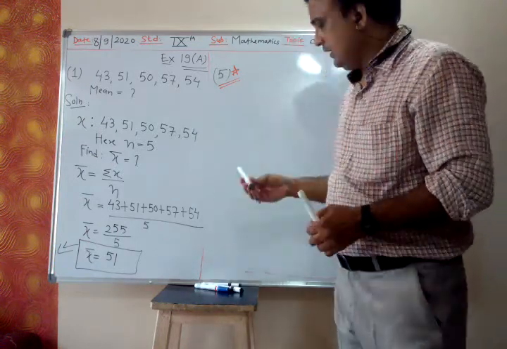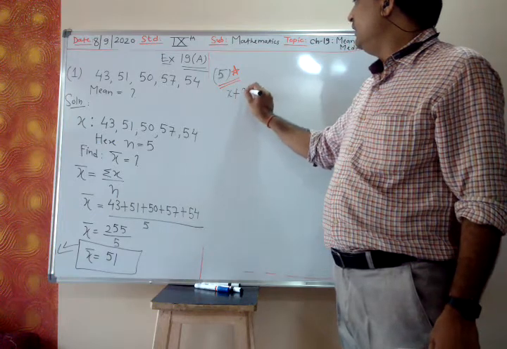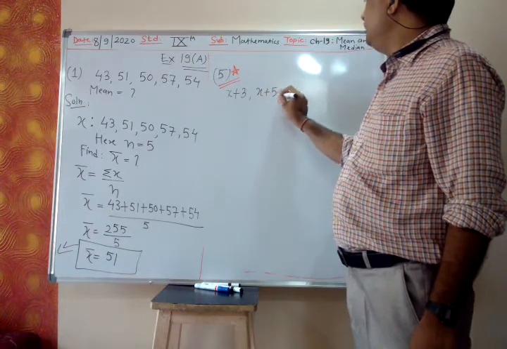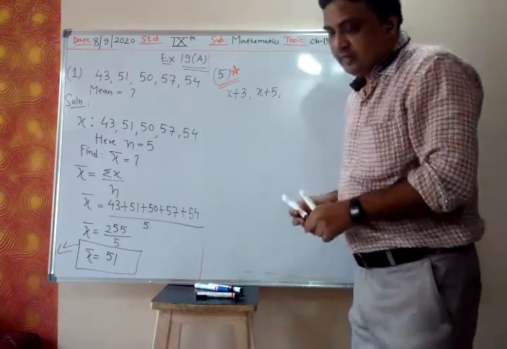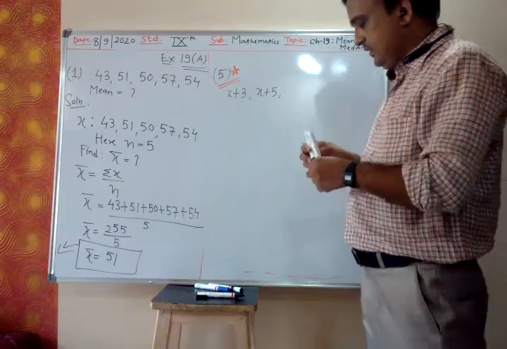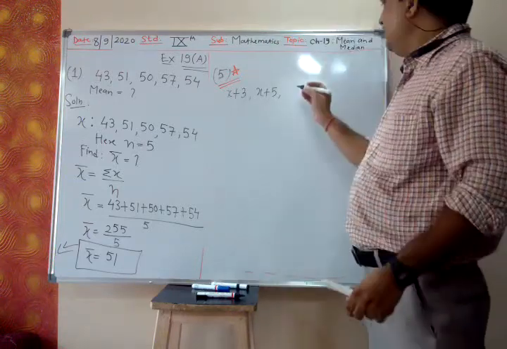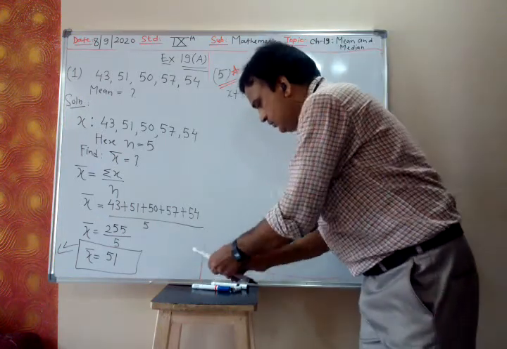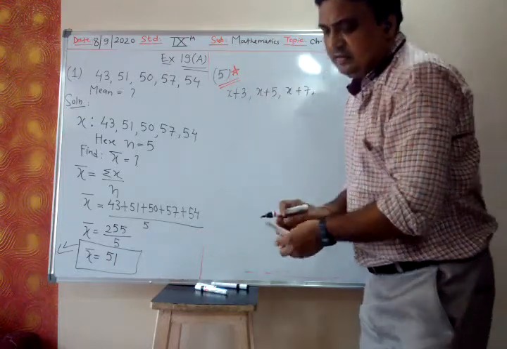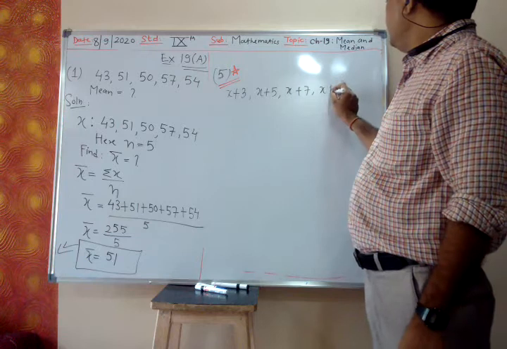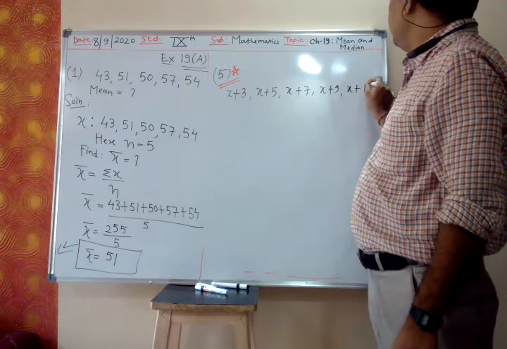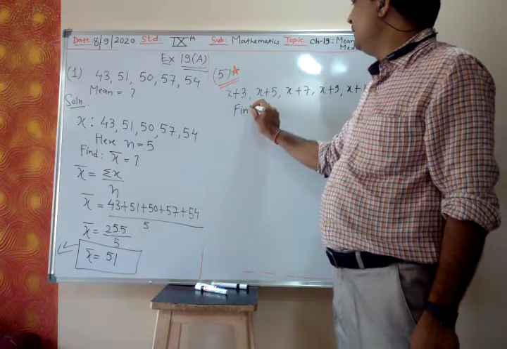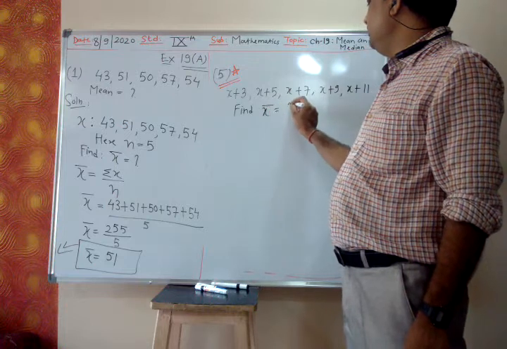So find the mean of x plus 3, x plus 5, x plus 7, x plus 9, x plus 11. Find the mean value. So we want to find x bar, the mean value.